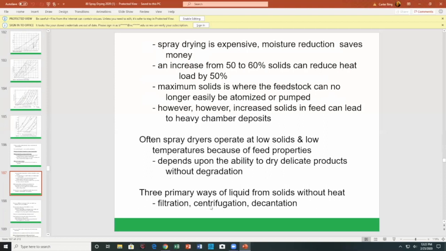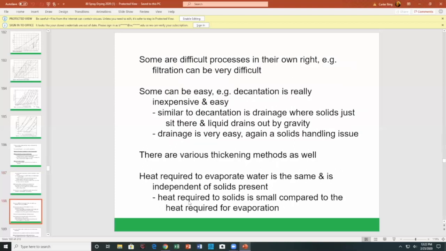Three primary ways of removing solids without heat: filtration, centrifugation, and decantation. Of course, we haven't mentioned that there are thickeners. There are preconditioners often used in evaporation, and they are often used in filtration. There are some difficult processes in their own right. Filtration can be difficult, can be very unpredictable. Some can be very easy, like letting the liquid just sit there. Decantation is really inexpensively easy. Drainage is very easy. Solids handling is an issue. There are various thickening methods as well.